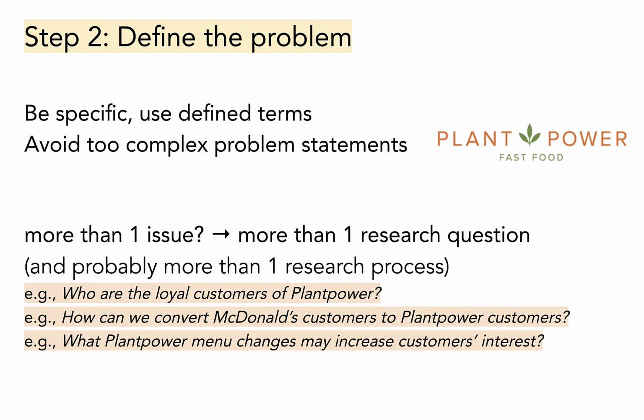If there's more than one issue you want to solve, it probably results in more than one research question. So let's say, for example, you're interested in who are the loyal customers of Plant Power, but you're also interested in how you can convert McDonald's customers into Plant Power customers. But in addition, you also want to know what Plant Power menu changes could increase consumers' interest. If all of these things are of interest to you, then you probably have separate research questions, which will probably lead to more than one research process. So keeping it small and very well defined is essential also for your group project.